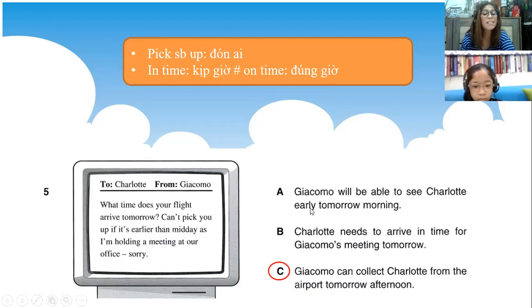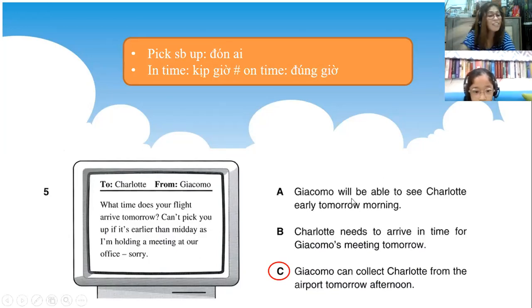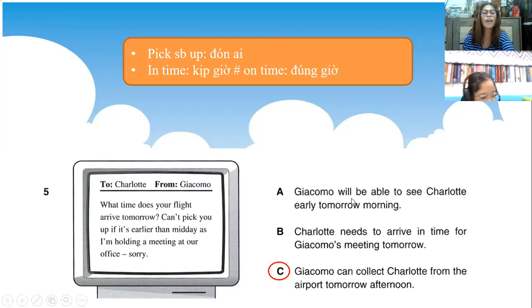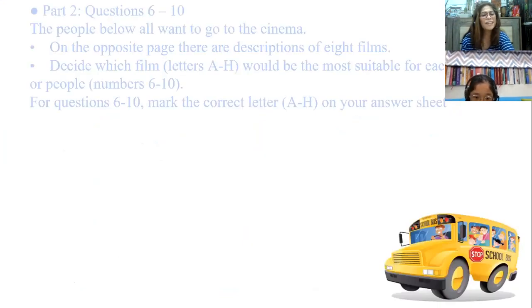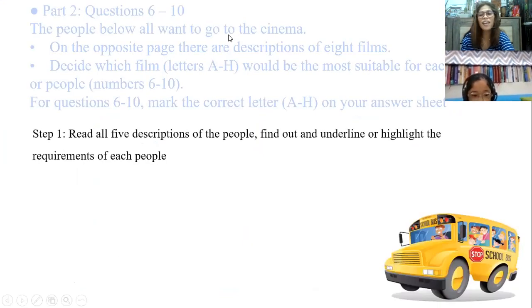So, midday. It's afternoon, okay? So Giacomo cannot pick up Charlotte from the airport tomorrow afternoon, okay? Because it's midday. It's not morning, okay? Do you understand, Lynn? Okay. But you know, you've got 4 correct, and that's great. Wow, very good.